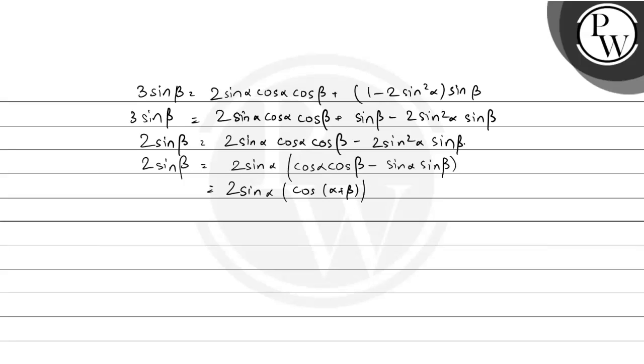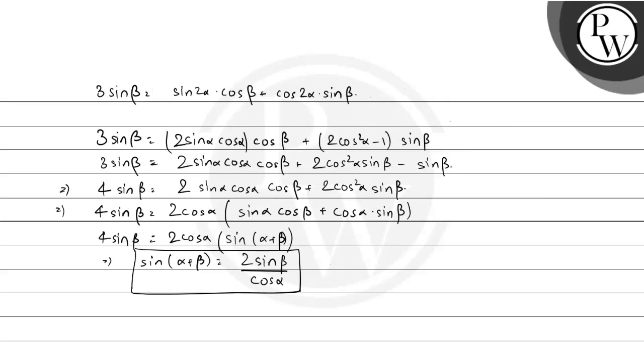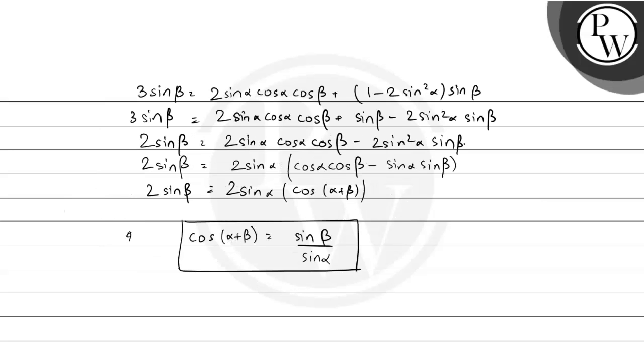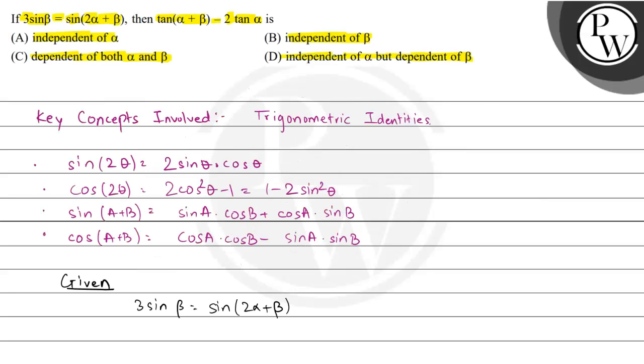और इस cos of alpha plus beta को अगर मैं ऑब्टेन करना चाहूँ तो मैं क्या करूँगा, 2 sin alpha जो है RHS के अंदर उसको मैं LHS में लेकर आऊँगा, and this becomes cos of alpha plus beta is equal to sin beta upon sin alpha. अब मेरे पास sin of alpha plus beta की वैल्यू है, cos of alpha plus beta की वैल्यू है, सो मेरे पास सिंपली स्पीकिंग tan of alpha plus beta की भी वैल्यू होगी.